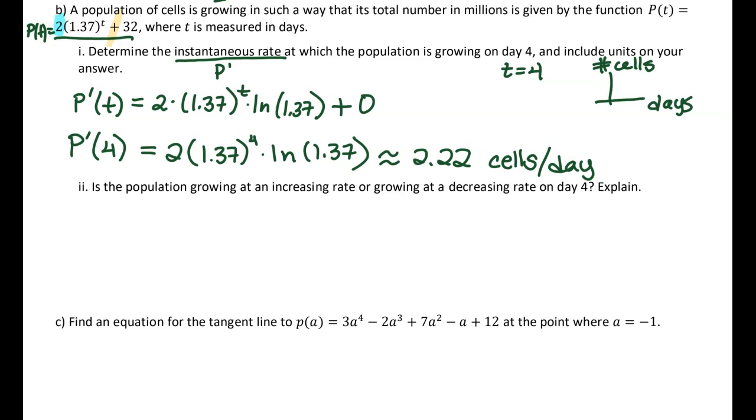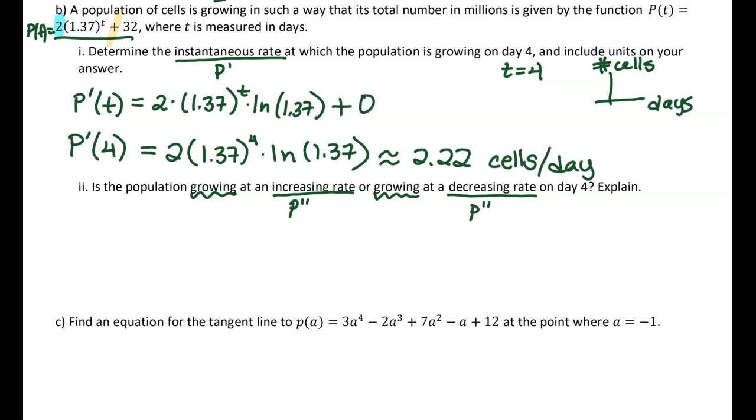Okay, there's a second part to this one. The second part says, is the population growing at an increasing rate or growing at a decreasing rate? So this increasing rate, decreasing rate, that's not just a question about is it growing or decaying. We're assuming it's growing. That's already expressed. Is it speeding up or slowing down? This is a second derivative question. So this is a p double prime question.